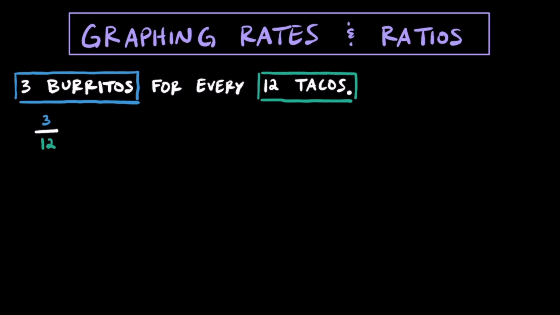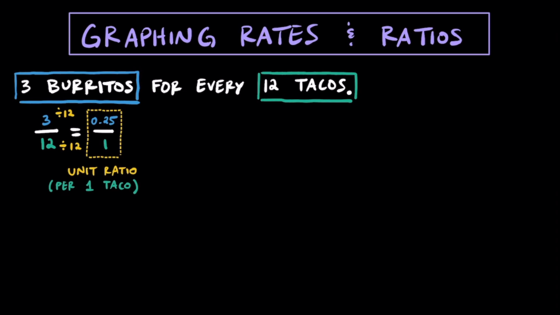In order to graph this ratio between burritos to tacos, we first want to find a unit ratio. While we have 3 burritos for every 12 tacos, we can divide top and bottom by 12 to find out for one taco, we have 0.25 or 1/4 of a burrito. This 0.25 to 1 represents a unit ratio, which just means how many burritos there are per one taco.